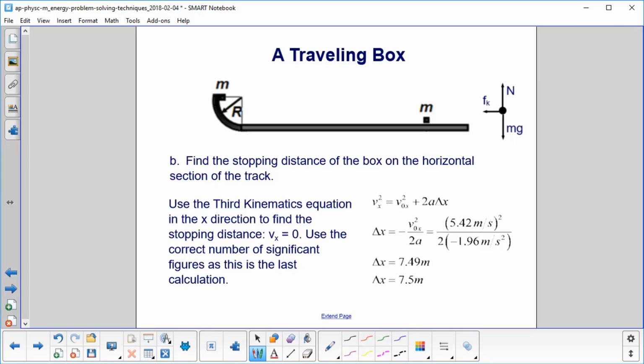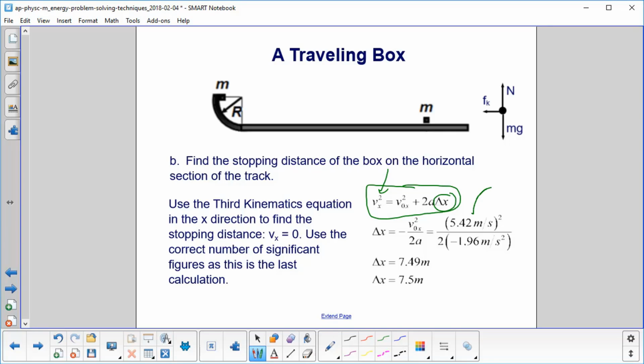So this is kind of cool. In just a few slides, we use conservation of mechanical energy, then dynamics, and now kinematics. We're not interested in time, we're interested in distance, and we're given an acceleration and an initial velocity. So that's just the third kinematics equation. And we're trying to find delta x. Now what's going to be our final velocity when we stop? Well, that'll be 0. So we come up with delta x is minus v0x squared over 2a.